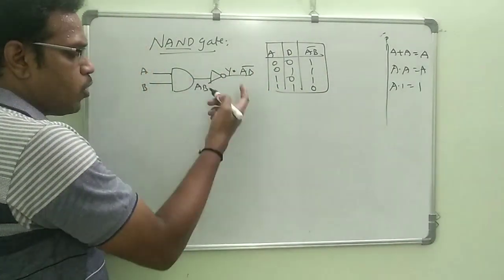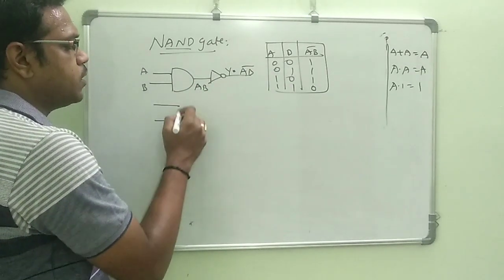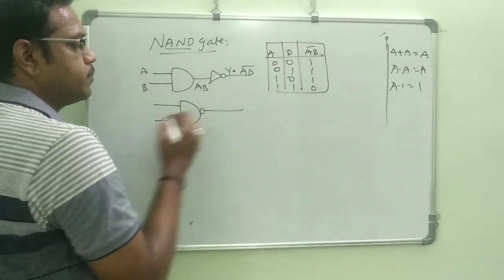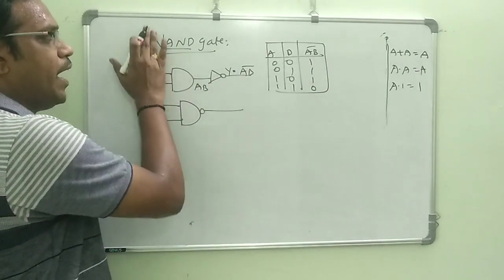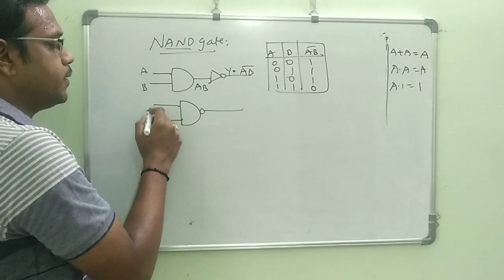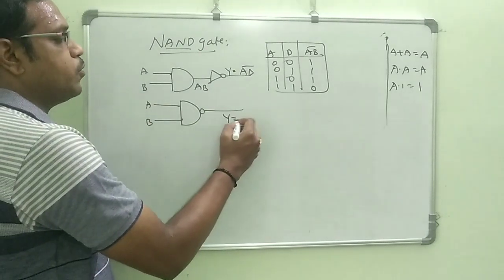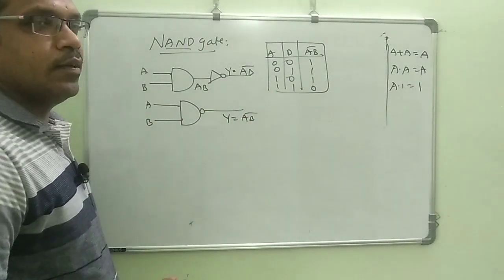Sometimes they will give a confusing form like this, otherwise they will give it like this. This is a combination. If the bubble is not there, that is called the AND gate. When the bubble is there, that is called the NAND gate. So Y is equal to AB bar.